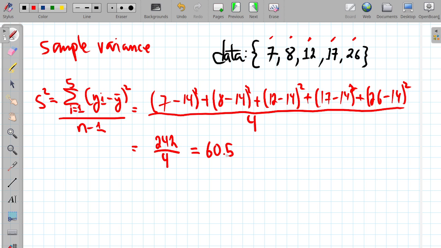Okay. Trying again. And let's get that. Let's try this one. I'm looking around here. There we go. Variance of the sample. And it's 60.5, and this is the correct value.